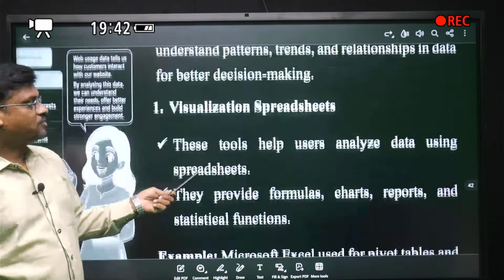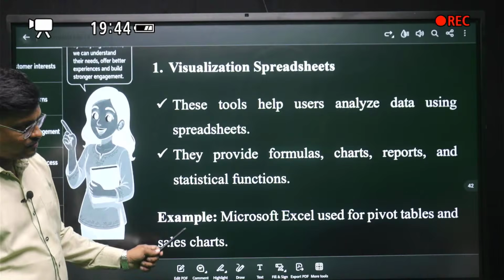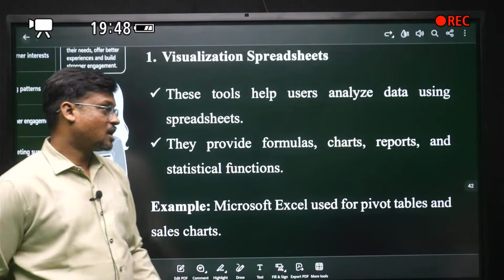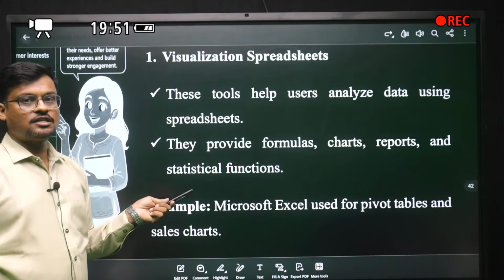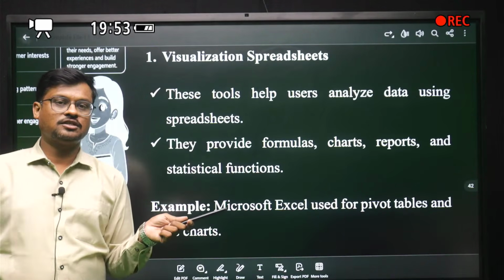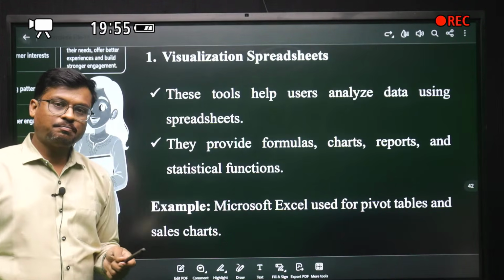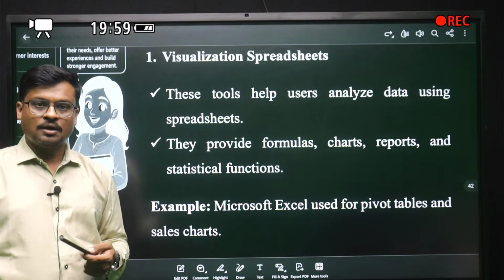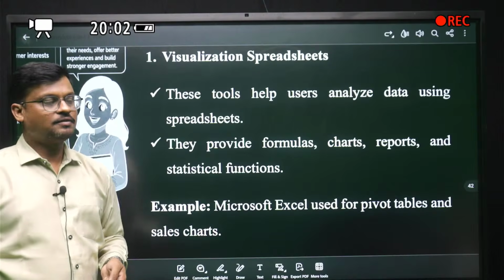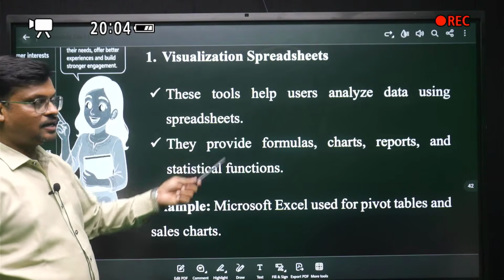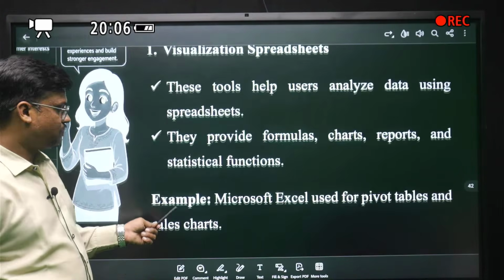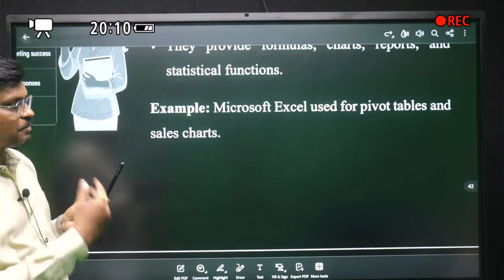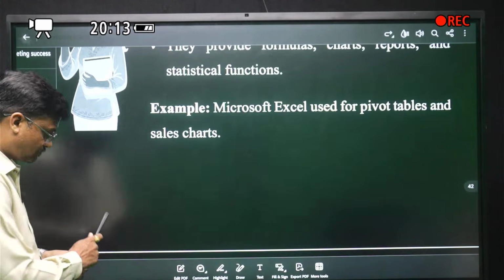Obviously, visualization spreadsheets are the basic things which we do, that is your Excel spreadsheets. They provide formulas, charts, reports, as well as statistical functions. So the first visualization tool is this. With the help of pivot tables and VB script, you will be able to develop dashboards, buttons, and filters by which users can analyze the data very easily. That is spreadsheets. Example: Microsoft Excel using VB script or pivot tables and a sales chart.